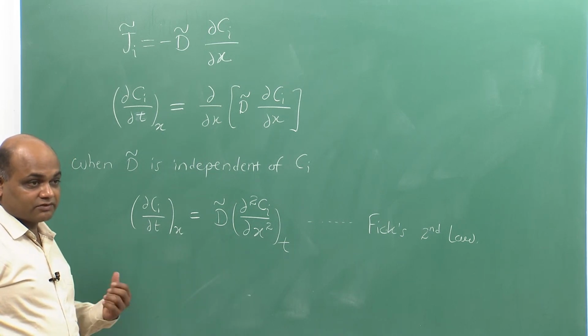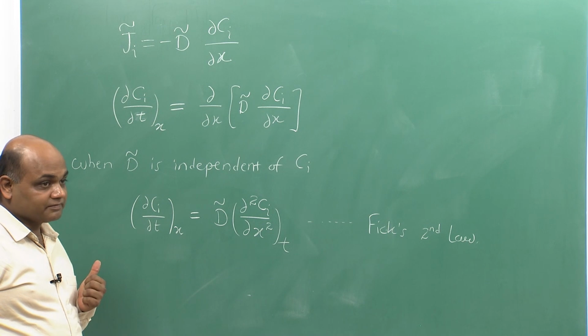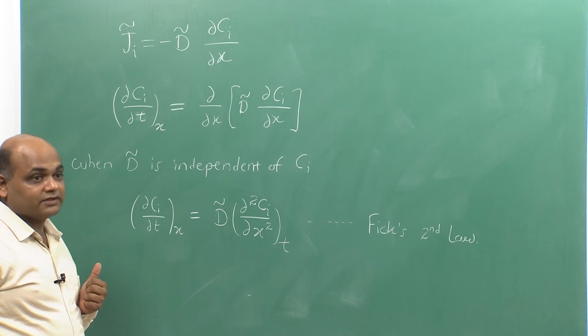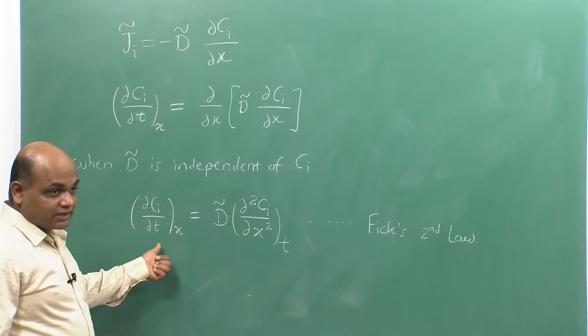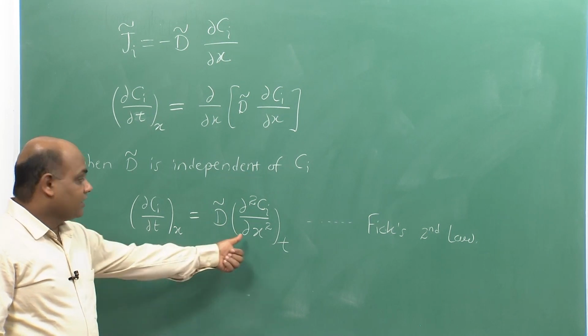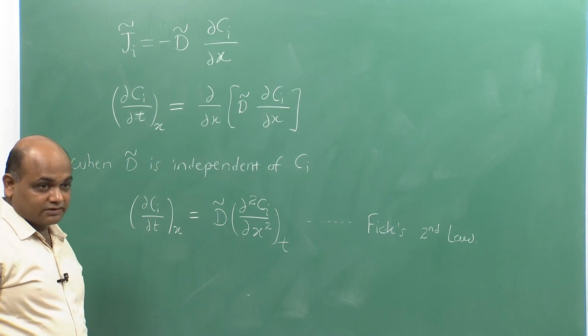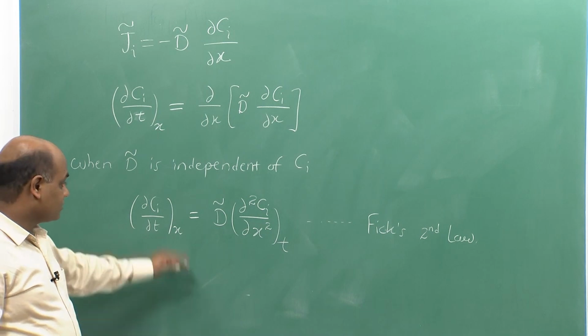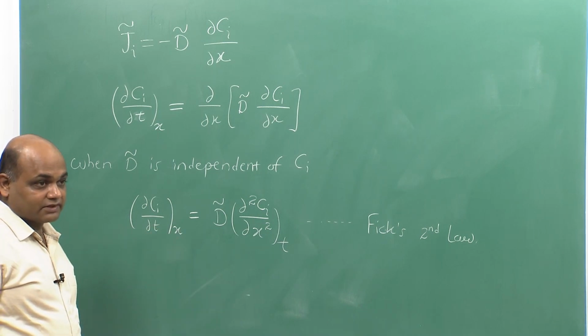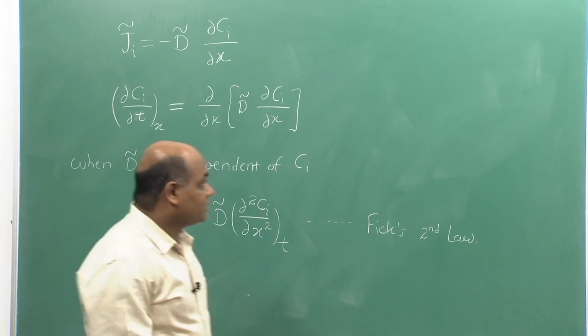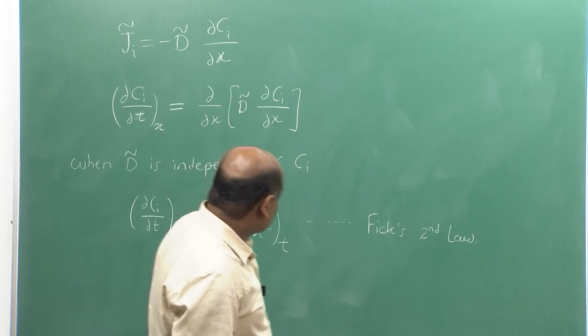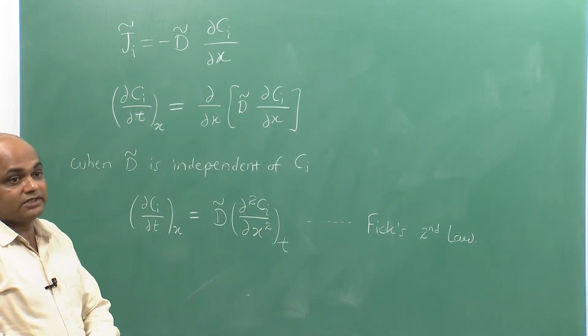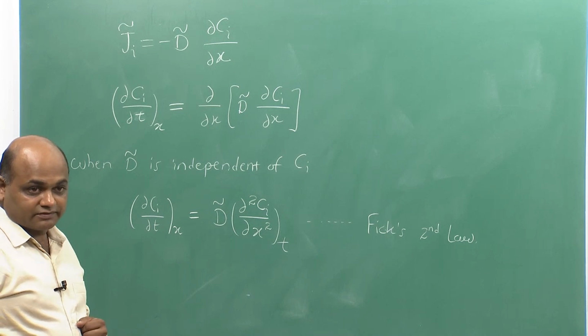So, how many conditions do we need to solve these equations? One initial condition, two boundary conditions. Right. So, we need one initial condition, the condition in time, and two boundary conditions, conditions in x, in order to solve this partial differential equation. Okay. So, let us try to solve these equations for different boundary and initial conditions in the next few classes.